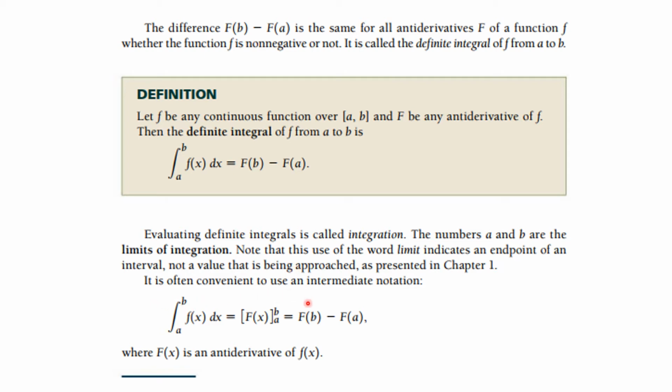It's often convenient to use some intermediate notation. So the integral from a to b of f of x dx is equal to capital F of x evaluated, and a lot of times we do b as the upper limit and a as the lower limit. This is an intermediate step, but then we substitute that in and we subtract the result. Again, taking c to be 0 is convenient.